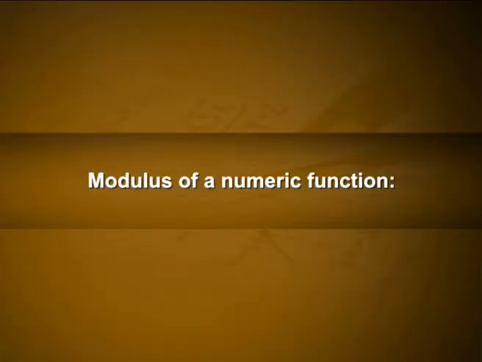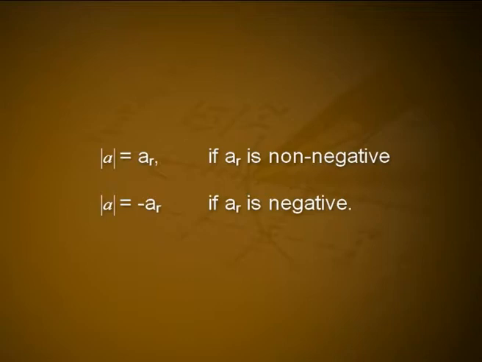Scaled version. Let a be a numeric function and k be a real number. We use ka to denote the numeric function whose value at r is equal to k times a(r). The numeric function ka is called the scaled version of a with scaling factor k. Modulus of a numeric function. Let a be a numeric function, then the modulus of a, denoted by mod a, is a numeric function defined as mod a is equal to a(r) if a(r) is non-negative and minus a(r) if a(r) is negative.